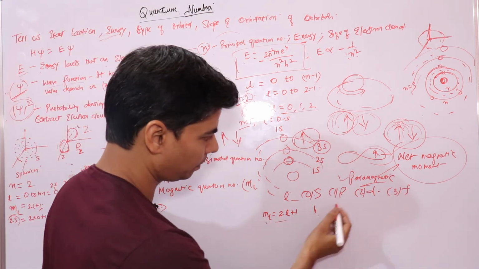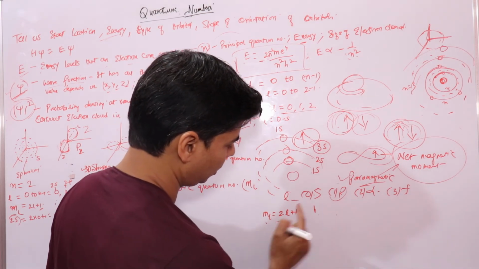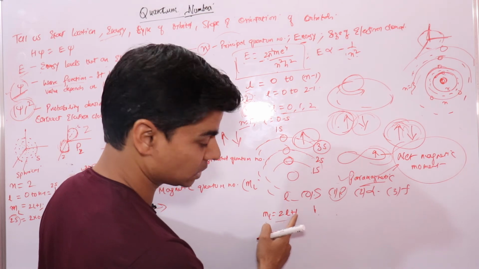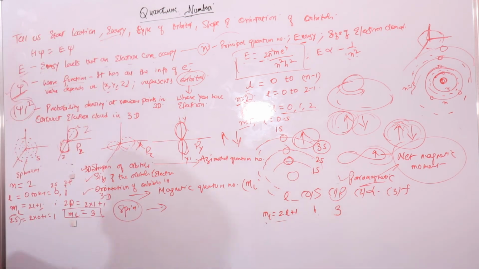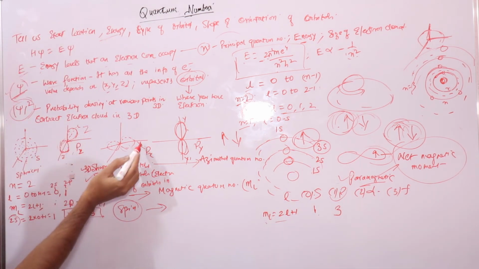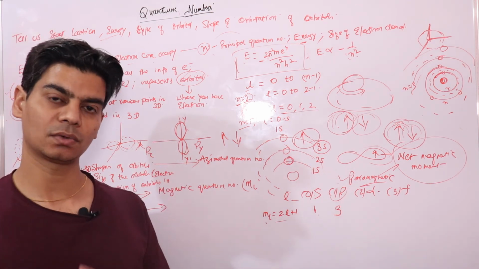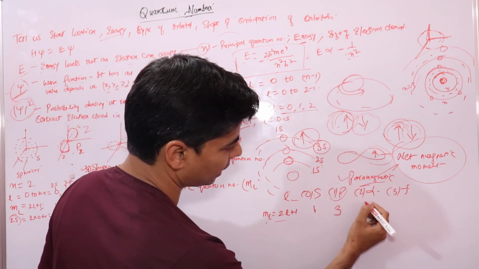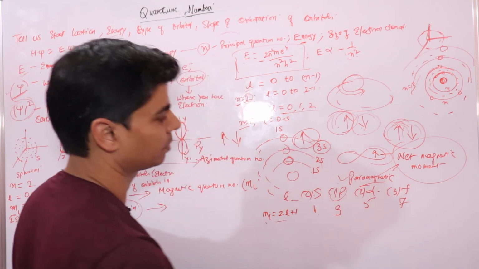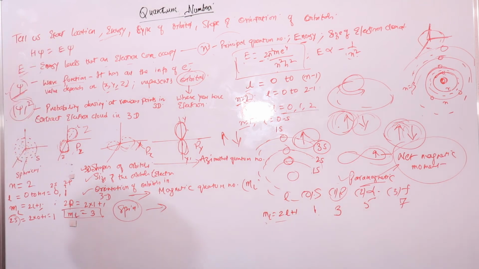So ml for p orbital would be 2 into 1 plus 1, which is 3. That means it has 3 orientations. So these are 3 orientations: x and z axis, x and y axis. By orientation we mean the probability of finding electrons in these orientations would be high. Similarly, d has 5 orbitals, f has 7 orbitals, and orbitals are nothing but these orientations.